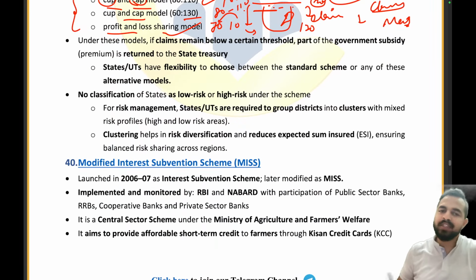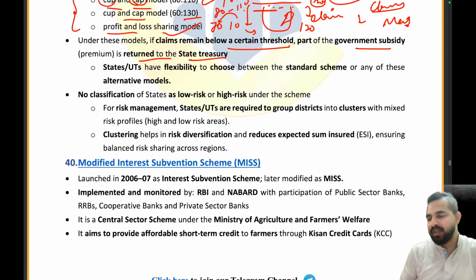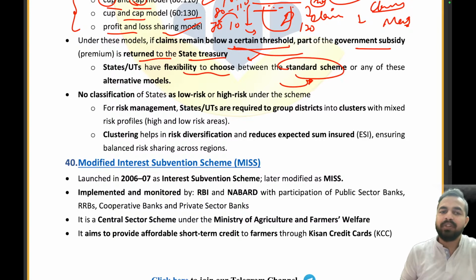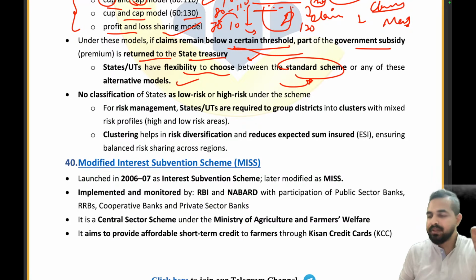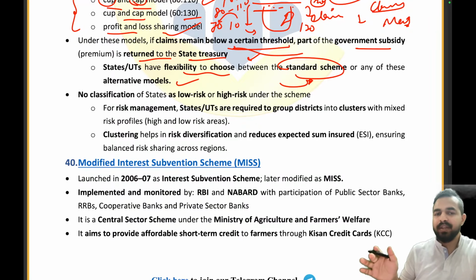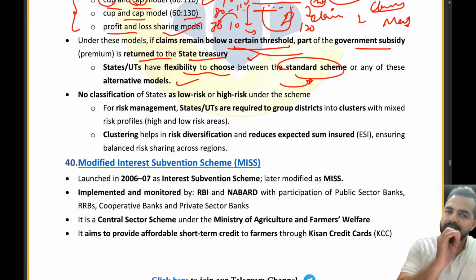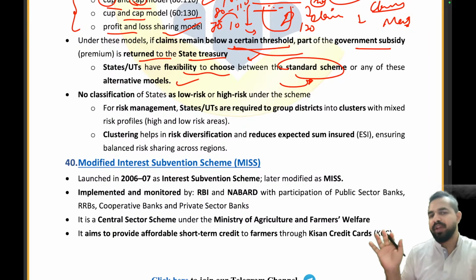Now moving ahead, under these models, if the claim remains below a certain threshold, then part of the government subsidy is returned to the state treasury. What happens is that if the claim was less, then the amount was returned to the state treasury only. But if the amount was more, then it was taken. So states and UTs have flexibility to choose between the standard scheme or any of these alternative models. Who will be taking this decision, that which model we will be getting? It is the states or the UTs. They are responsible for taking this.